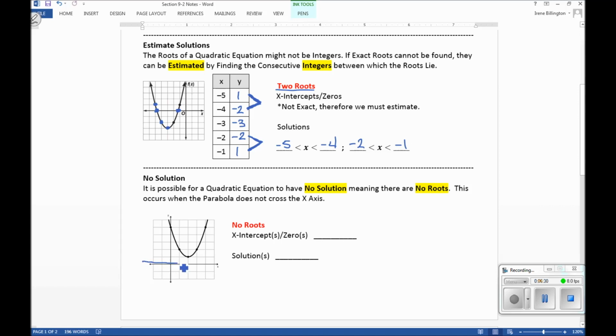So, look at this graph here. Here's my x-axis. Where is my parabola crossing the x-axis? It's not. Therefore, there are no roots. There are no x-intercepts, and there are no solutions to this quadratic equation.